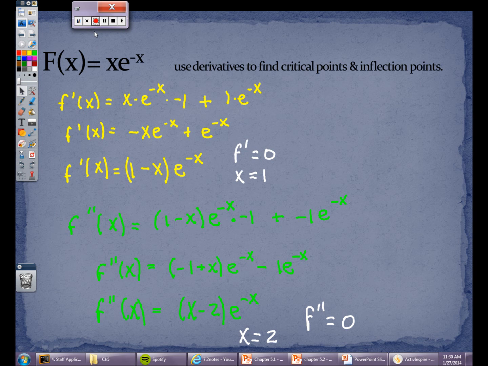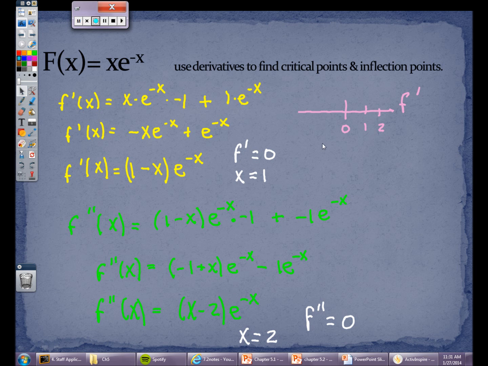So I want to go a little bit further here. I want to know what exactly is happening at this x equals 1 from setting the first derivative equal to 0, and what exactly is happening when x equals 2 from setting the second derivative equal to 0. Are these maxes, mins, inflection points? What's going on here? Well, to do that, I'm going to use sign charts. I'm going to evaluate first the first derivative to the left of 1 and to the right of 1 and see if there are any sign changes.